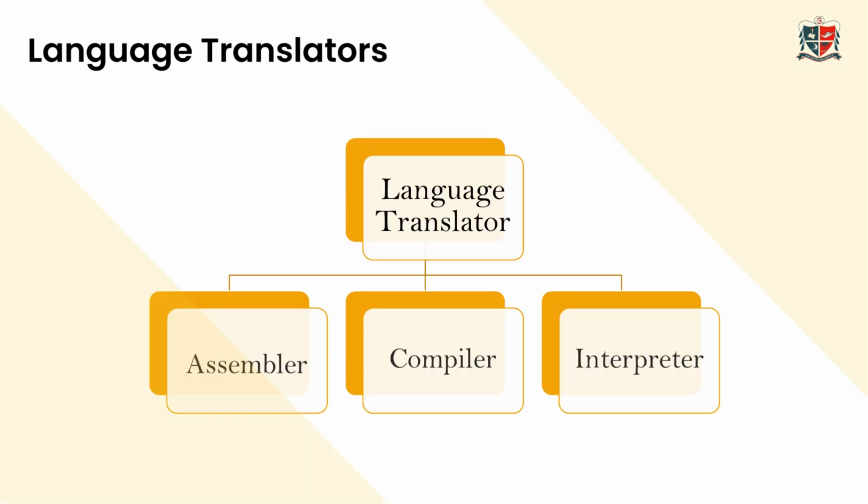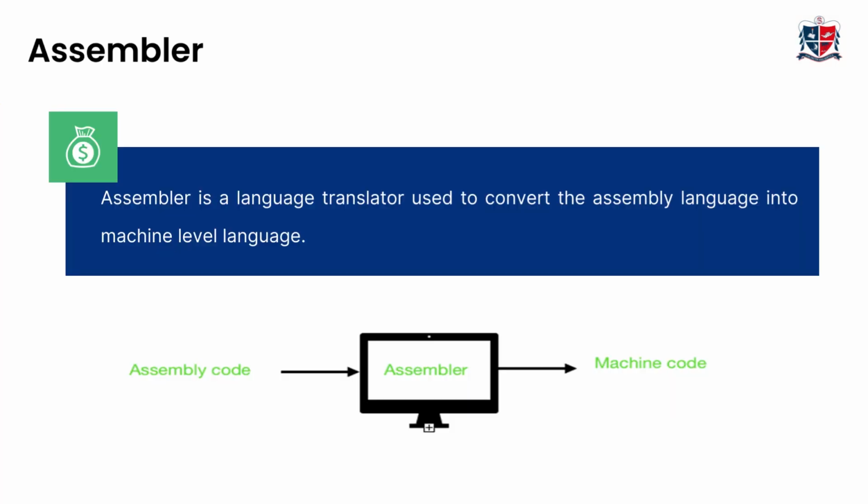There are three types of language translators: assembler, compiler, and interpreter. Assembler is a language translator which is used for converting a program written in assembly language into machine language. If you are writing a program in assembly language, then it has to be converted into machine language, in the form of zeros and ones. So here we are using the translator assembler.